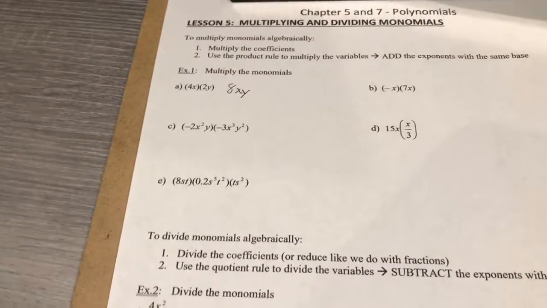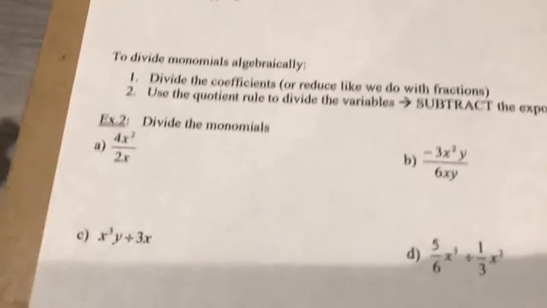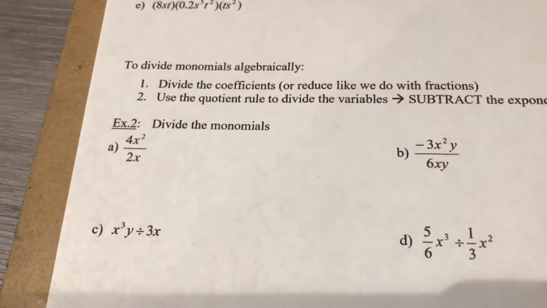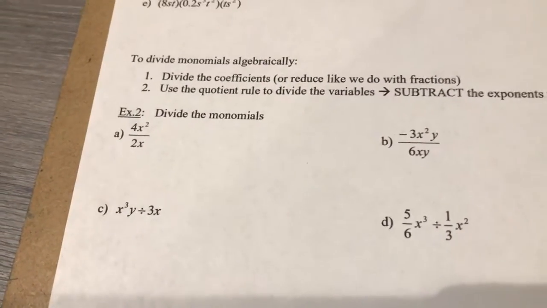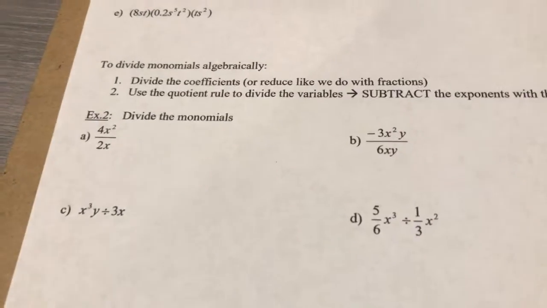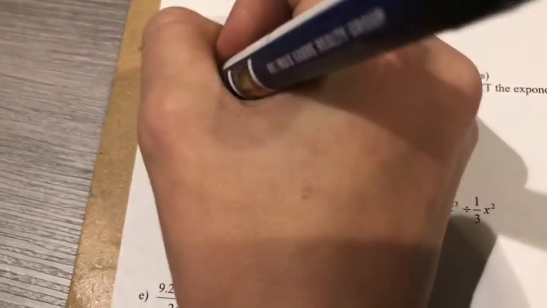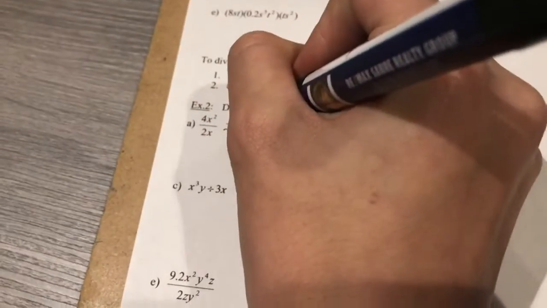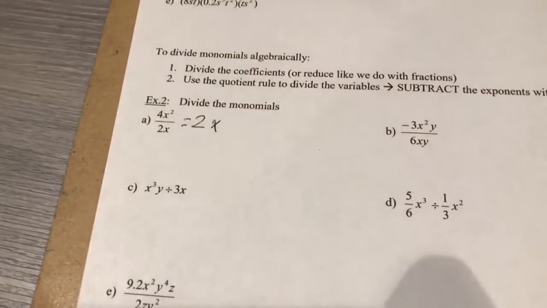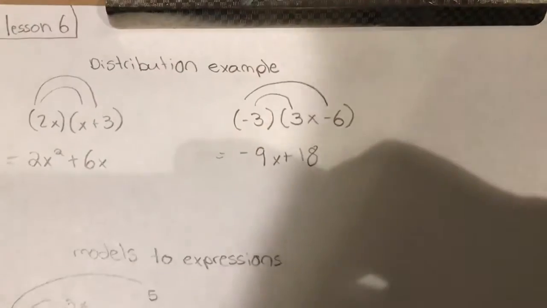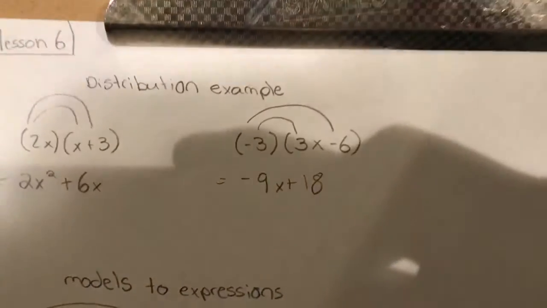Super easy. Alright, then to divide them. First, you divide the coefficients, and then use the quotient rule to divide the variables, so subtract the exponents with the same base. So let's take 4x divided by 2x again. So 4 divided by 2 equals 2, and then x divided by x is just x, and then 1 minus 1 is 0, so we just don't put anything. The answer is 2.